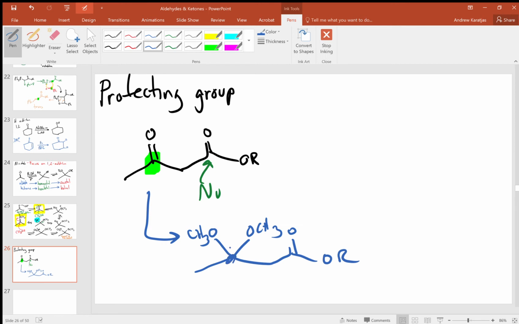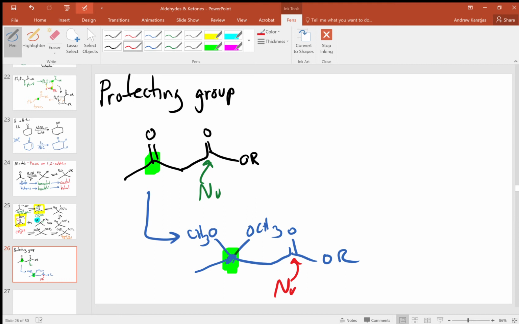Now that carbon of the ketone, or what was the ketone, is no longer a good electrophile because the carbonyl is gone. And so if you add a nucleophile now, your nucleophile will attack only the ester, and then in a future step, you can get rid of the ketal and get your carbonyl back. And that's a very quick overview, a very simple example of what we refer to as a protecting group in organic synthesis.